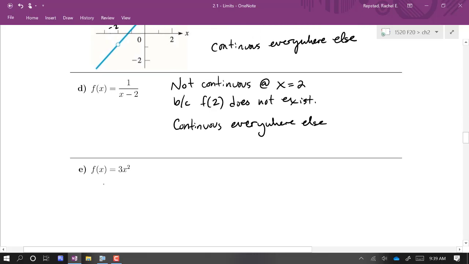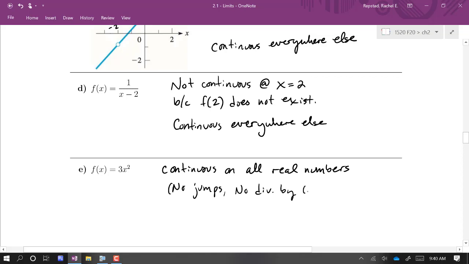In part E, this is the function f of x equals 3x squared. It's a nice quadratic. We're not dividing by x, right? There's no x's in the denominator. So there's nothing funny that can happen. They're not in any danger of dividing by 0. So this is actually continuous on all real numbers. There's no jumps and there's no division by 0. In fact, all polynomials of any degree are always continuous on all real numbers.